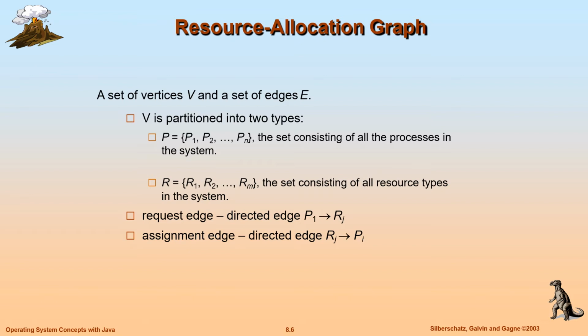When this is an assignment edge, a direct edge, this resource is allocated to P1. For example, a request edge means process P1 wants a printer. Here, in the assignment edge, the printer is allocated to process P1. That is the meaning in this picture.